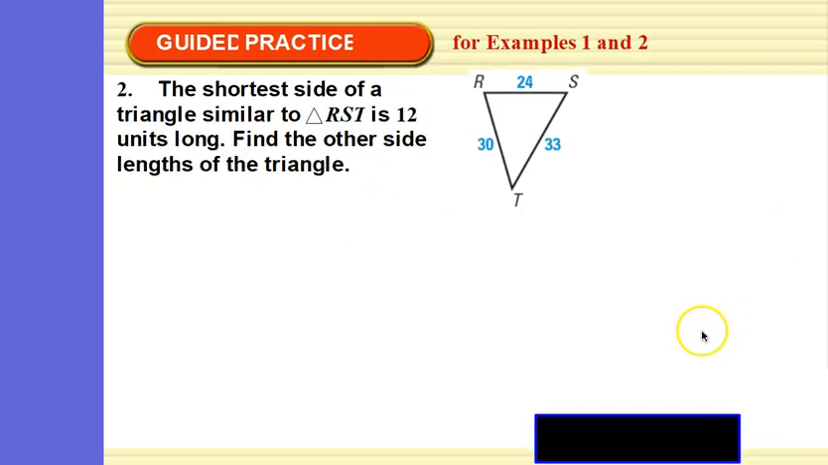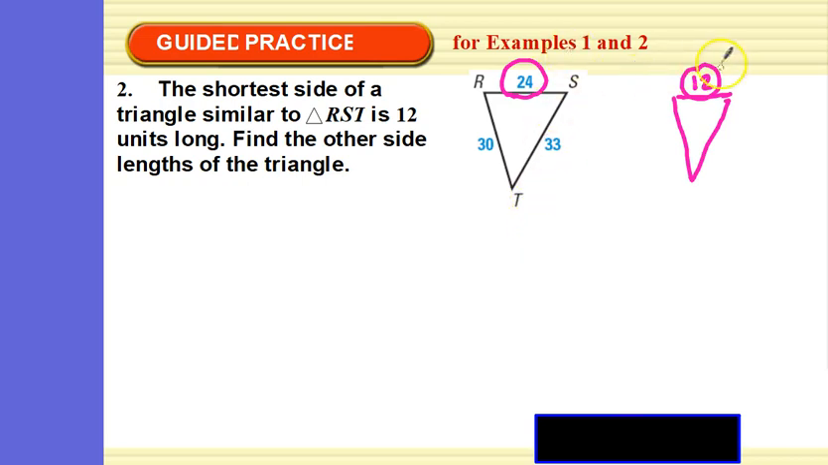The shortest side of a triangle similar to triangle RST is 12 units long. So similar to this triangle, the shortest side is 12. Well, what's the shortest here? This is the shortest, so put it in the same position. 12. Looks like an ice cream cone. Find the other side lengths.